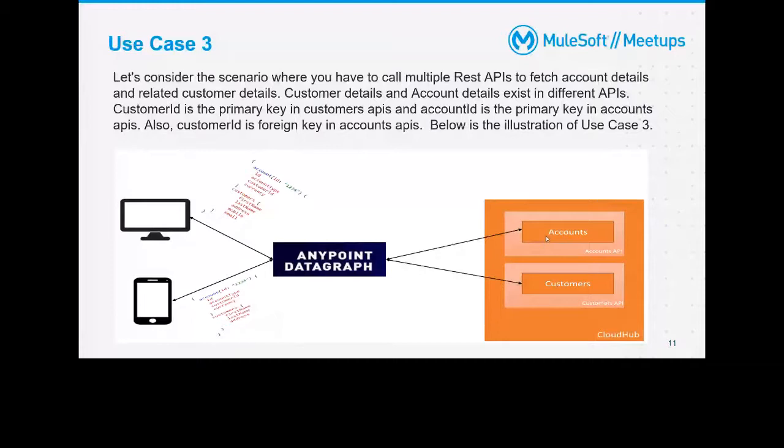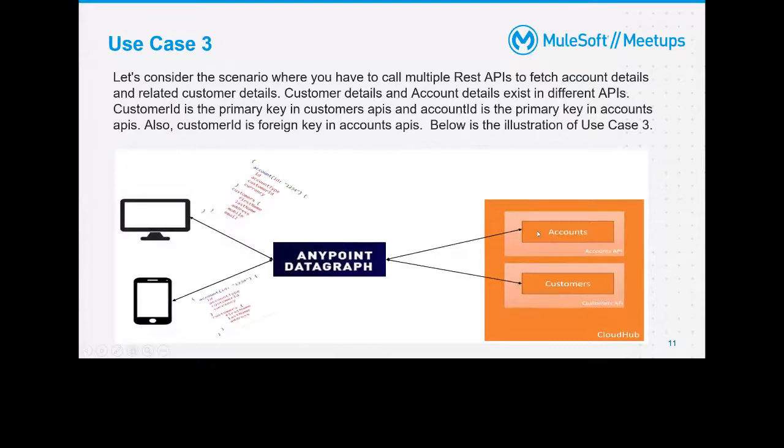With Anypoint Data Graph, you don't have to do that. You can just add the APIs to the unified schema and set up the relationship between accounts and customer. In customer, the customer ID will be the primary key. In accounts, account ID will be the primary key, and the customer ID will be the foreign key. Okay, so let me show that first.